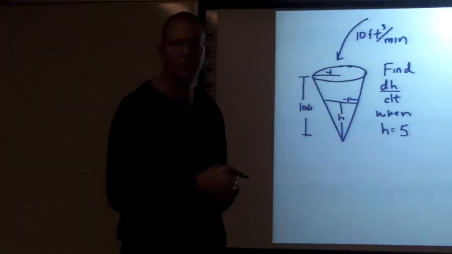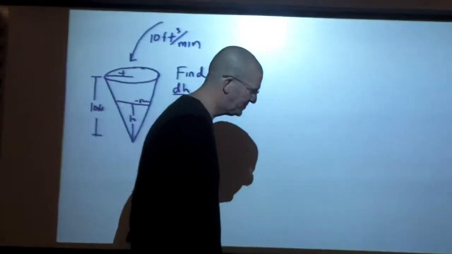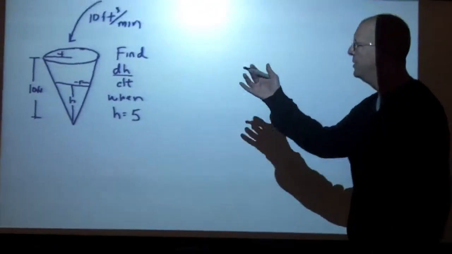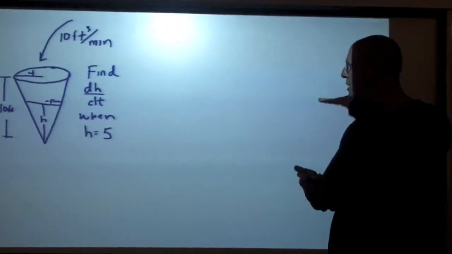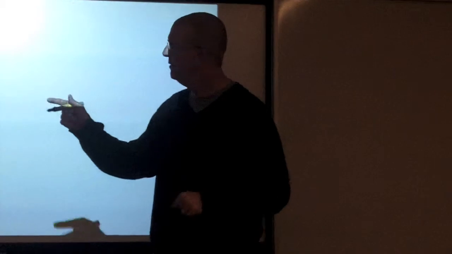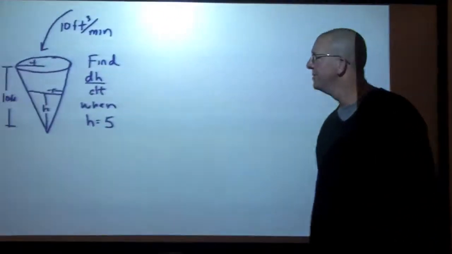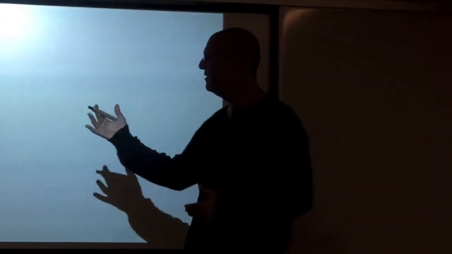I think we have enough information to solve this problem. Let's try it. Step 1, do we understand the problem? I think we do. Water's flowing into a cone. It's filling up the cone. We are going to freeze when h equals 5. How about an equation? We've drawn the picture, we've labeled it.